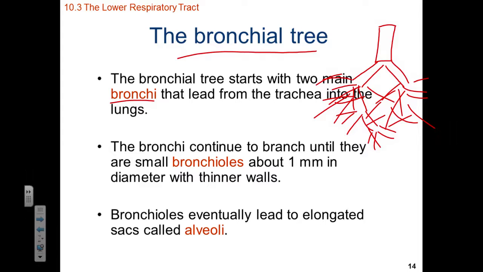These bronchioles are going to go to smaller and smaller tubes until they eventually end at elongated sacs known as alveoli. And these elongated sacs that end at alveoli are where we have our gas exchange between the air and the bloodstream within the lungs.